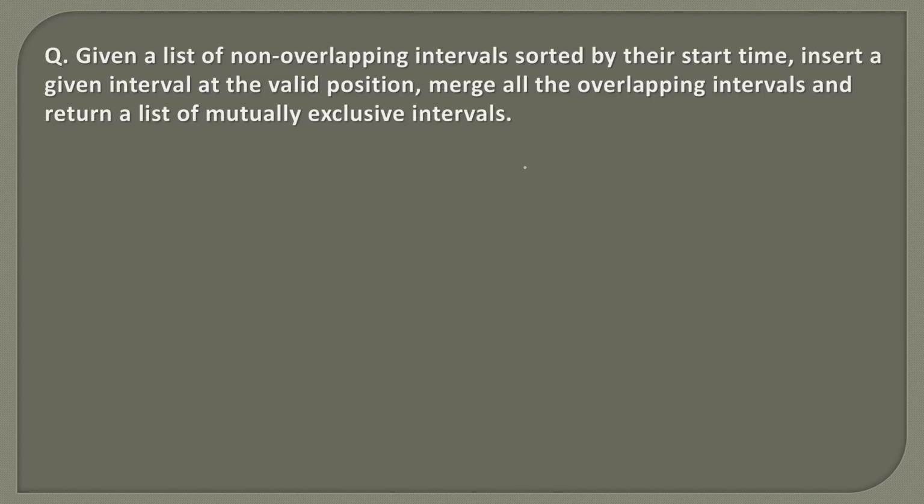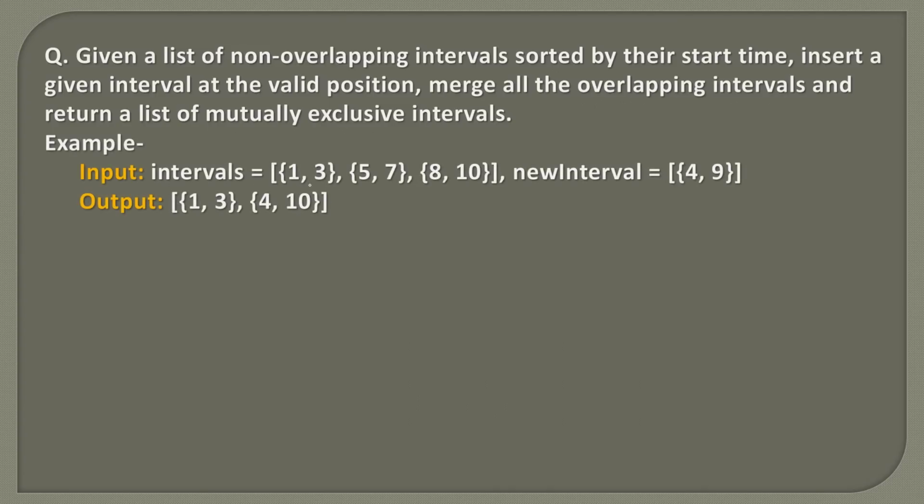So let's see an example. Let's say we are given with this list of intervals 1, 3, 5, 7, 8, 10. Now they are non-overlapping and sorted by their start time. And let's say we are given with this new interval 4, 9.